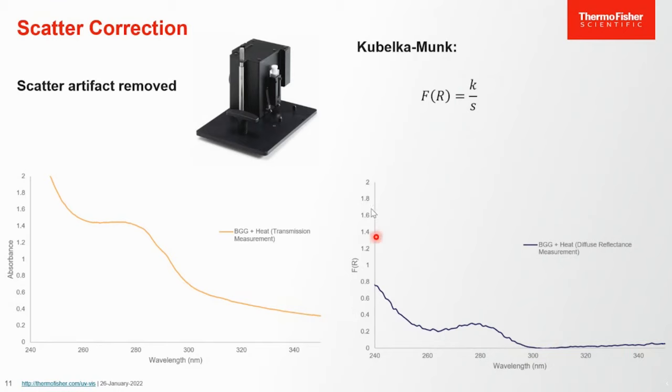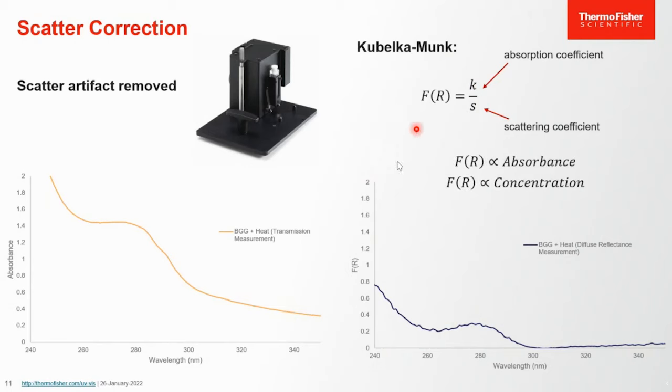Now, because we're using a Kubelka-Munk signal rather than absorbance, we can't use Beer's law and the amplitude of this peak to determine what the concentration of our material is. However, if we look at the equation up here, that signal is correlated to both the absorption coefficient of the material as well as a scattering coefficient. And as it's proportional to this absorption coefficient, we know that this signal is going to be proportional to absorbance, which will in turn make it proportional to concentration.